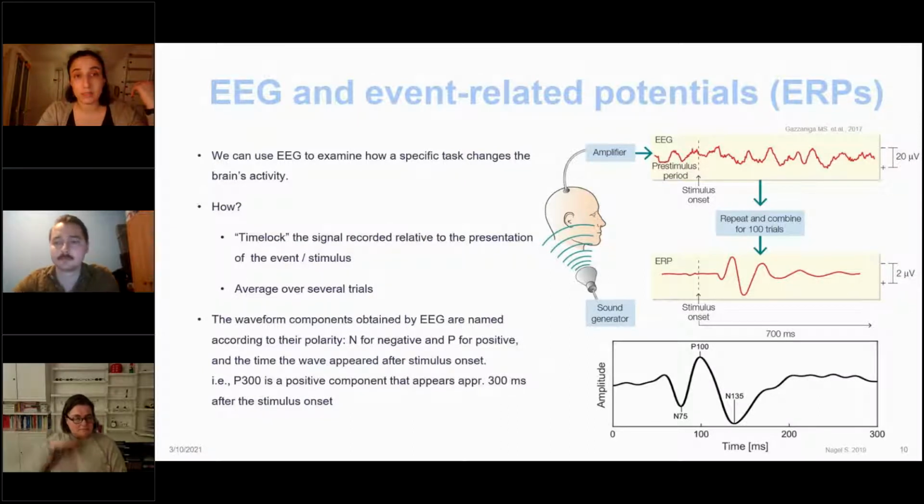Specific ERPs, event-related potentials, are associated with different cognitive tasks. For example, the P300 that I added here, it's P because it's positive and 300 because it appears 300 milliseconds after the stimulus onset, and it's associated with decision making. It's a really powerful and useful ERP that is used in BCIs to show when a participant has made a decision.